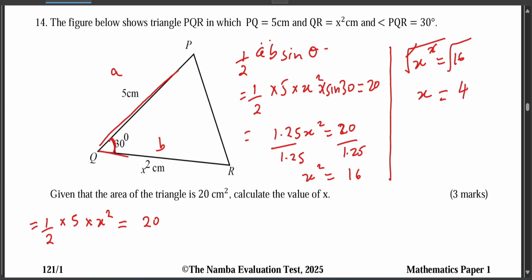It gives you positive 4 or negative 4, but you can't use negative 4 because there is no measurement that starts with a negative. So this is 4 centimeters. So x is 4 centimeters. It's easy, 3 free marks you have already got.